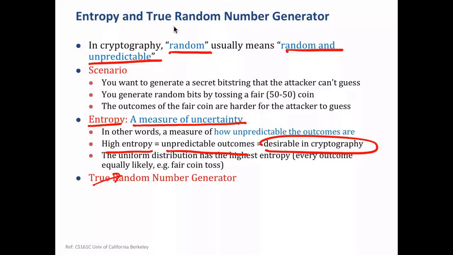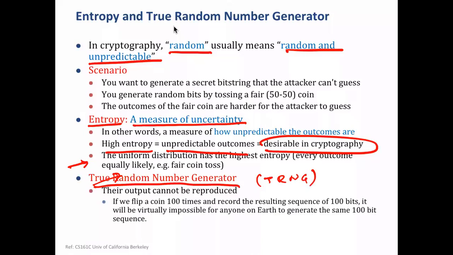Now the question is that what we have seen here by tossing a coin is a kind of true random number generator, for which we use the term TRNG. In order to generate pseudo random numbers, we need a source of true random numbers, right? So there has to be input from a true random number generator, and its output cannot be reproduced. Fine. Any question?